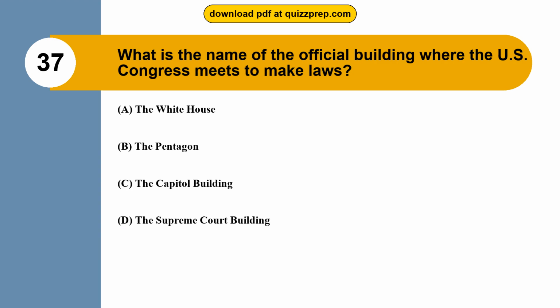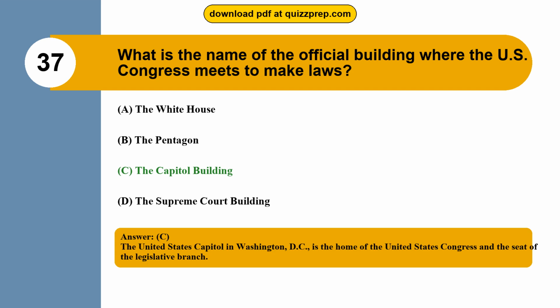Question 37. What is the name of the official building where the U.S. Congress meets to make laws? Option A, the White House. Option B, the Pentagon. Option C, the Capitol Building. Option D, the Supreme Court Building. The correct answer is option C, the Capitol Building. The United States Capitol in Washington, D.C., is the home of the United States Congress and the seat of the legislative branch.